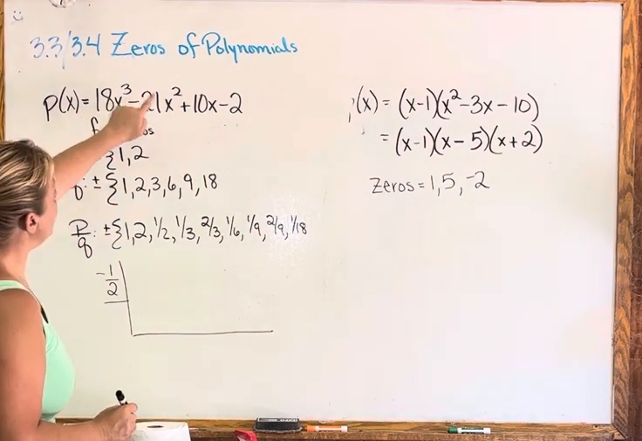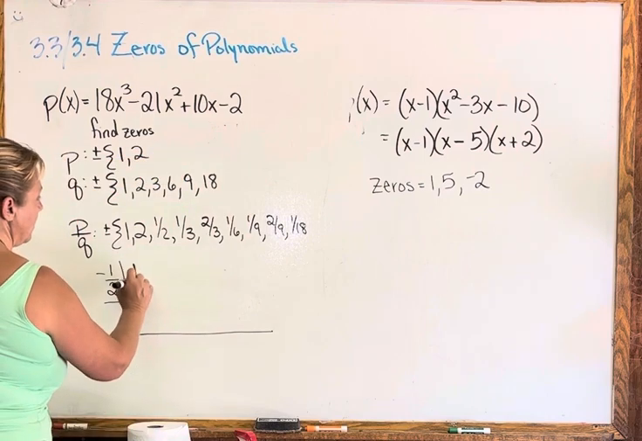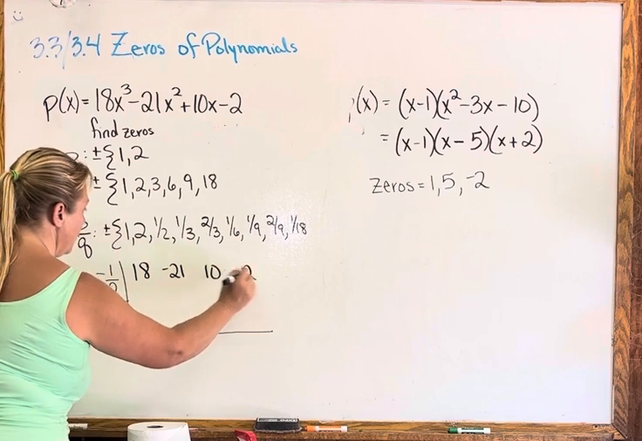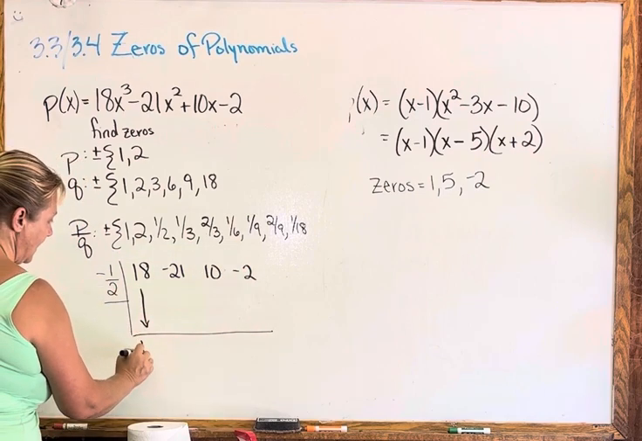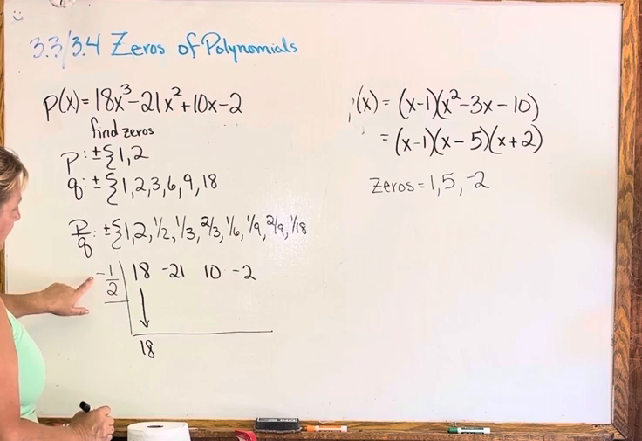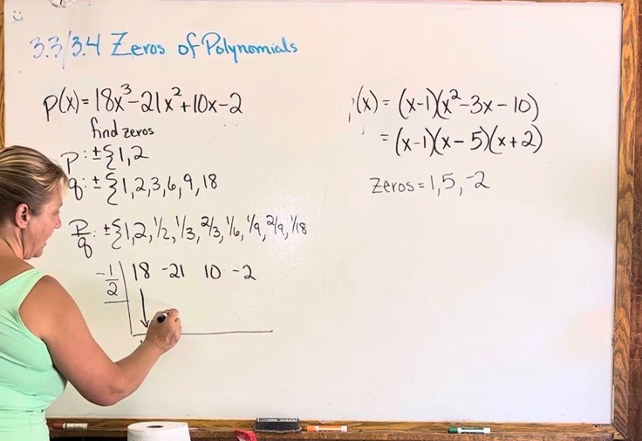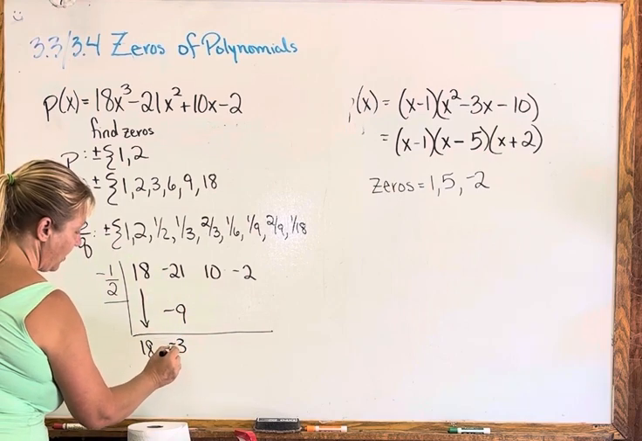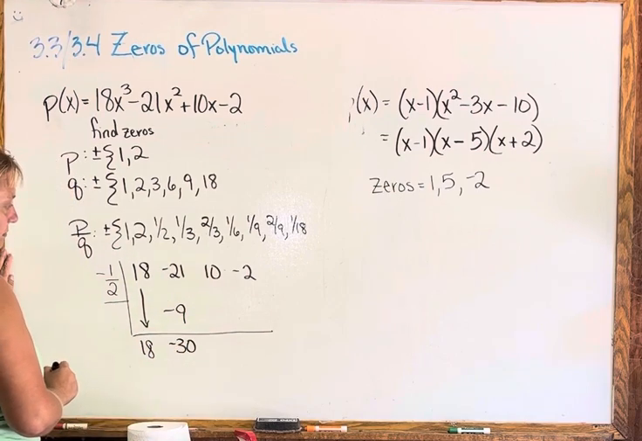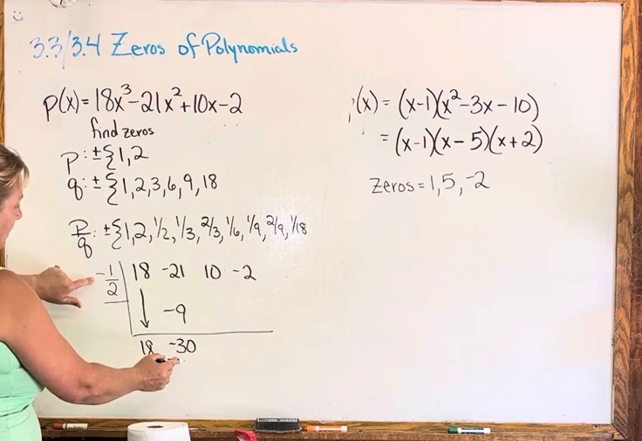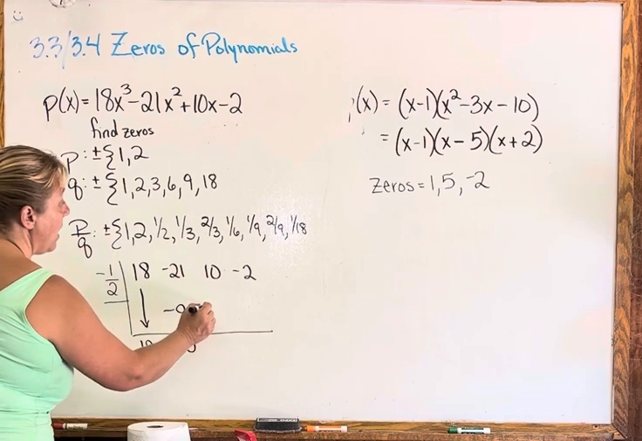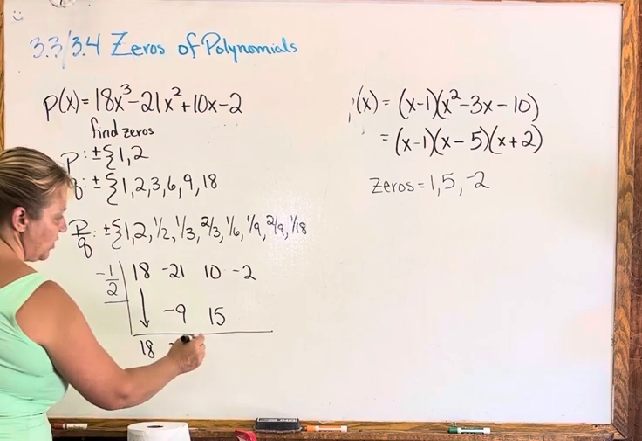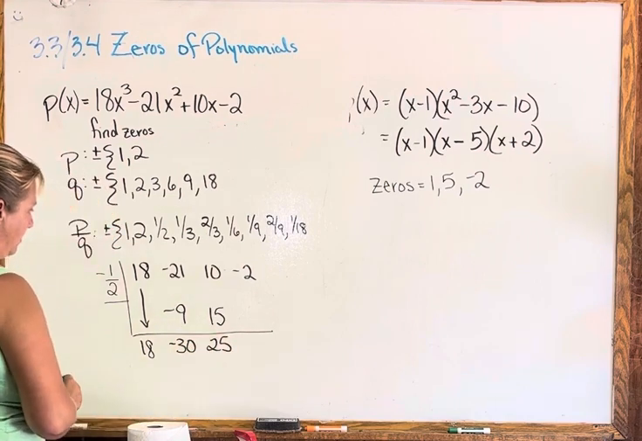Now, this guy, 3, 2, 1, 0, we don't need any placeholders, so 18, -21, 10, -2. So we bring down the 18. 18 times -1/2 is going to be -9, which together is going to put us at -30. All right. Then -30 times -1/2 is going to be +15, which puts us at 25.